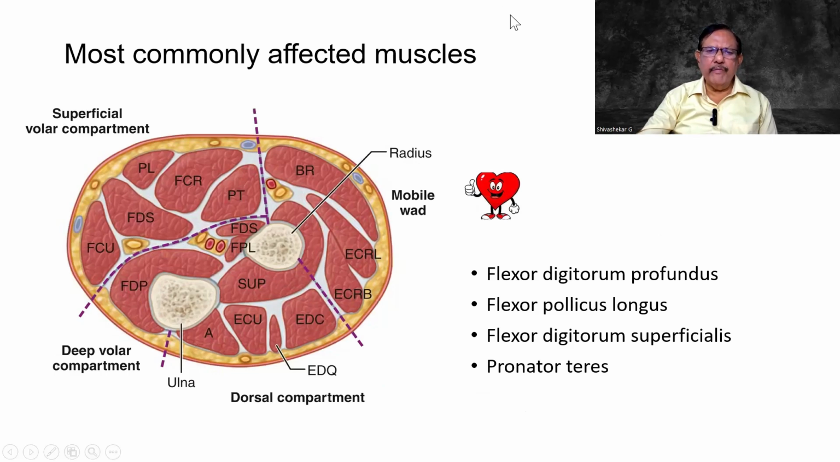The most commonly affected muscles are flexor digitorum profundus, flexor pollicis longus, flexor digitorum superficialis, and pronator teres. Identify the muscles in this picture. It is a beautiful line diagram. I would like you people to memorize this particular list.